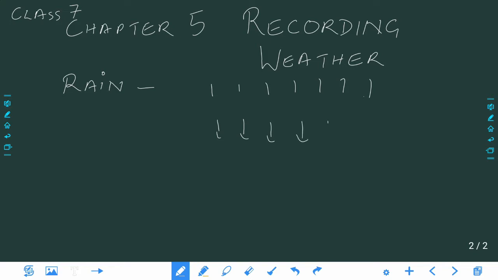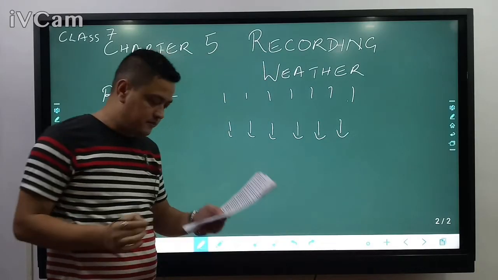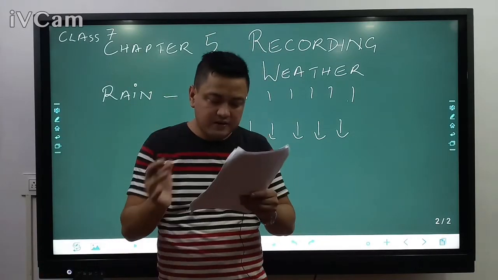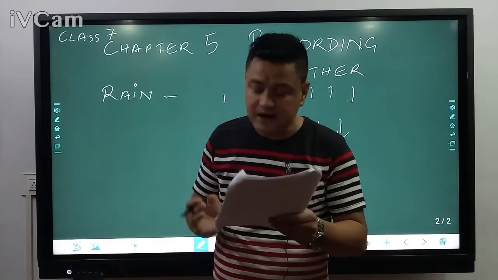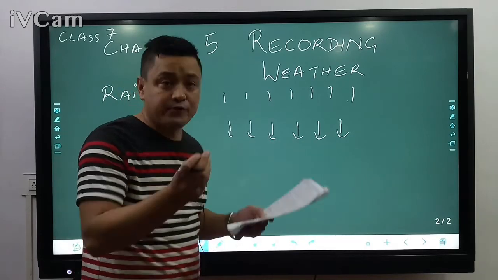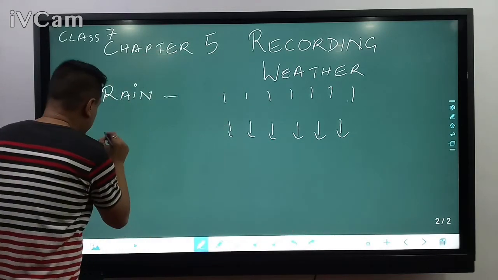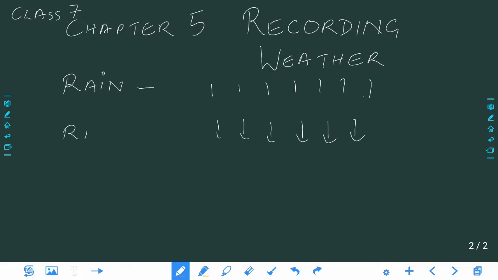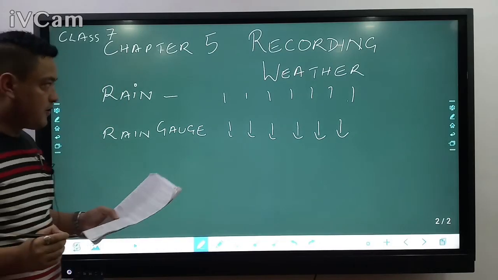Now, when the rain falls to the ground, this rain has to be measured. The amount of rain that falls over a given area is measured by an instrument, an apparatus that is known as a rain gauge. G-A-U-G-E, gauge. Rain gauge.